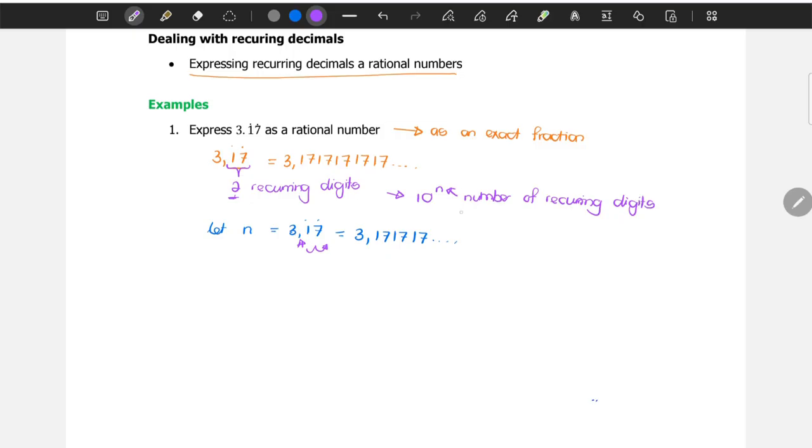In this case, it's 10 to the power of 2, which is just 10 times 10, which is equal to 100. So we go back to our problem, and now we say what's going to be 100n, which is the same as saying 100 times n.